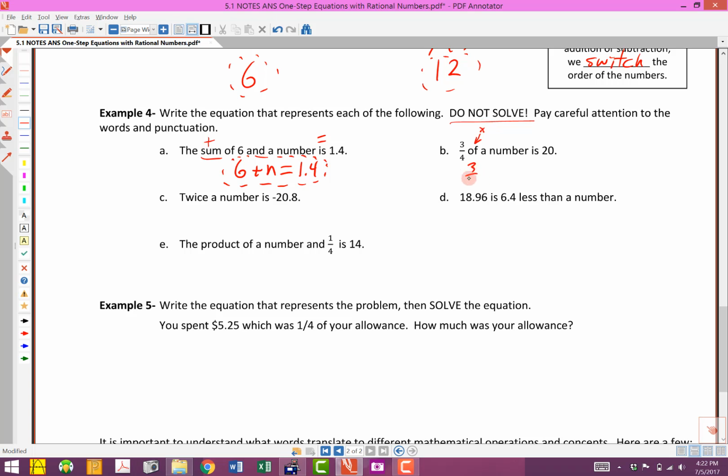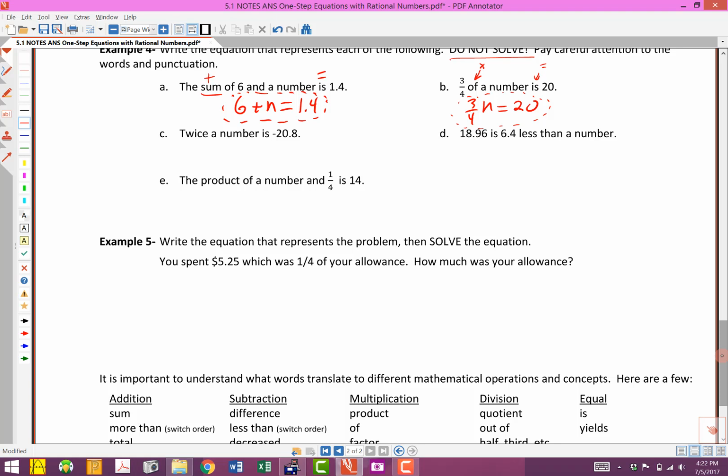So 3/4 of a number. If we don't know what the number is, we're going to use an n to represent that, or you could use x if you wanted to. That would be fine. And the word "is", again, represents equals. So this would be equals 20. And again, we're done because it says we don't have to solve this. We've got a rational number here, we've got a rational number here, but we've written these down in context, and then hopefully we'd be pretty good at solving these at this point.